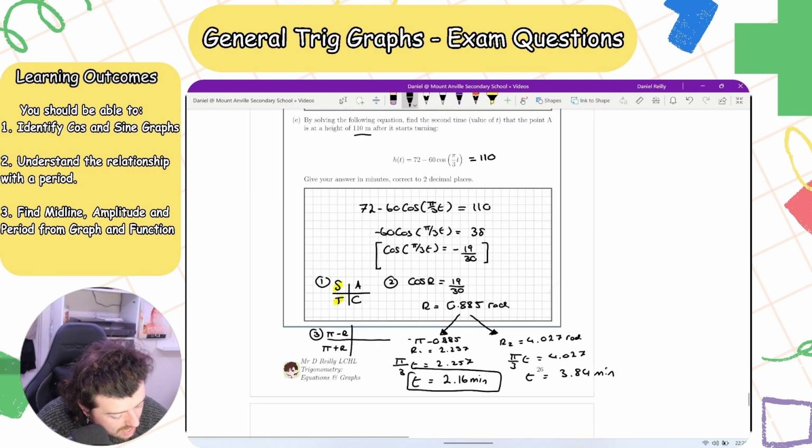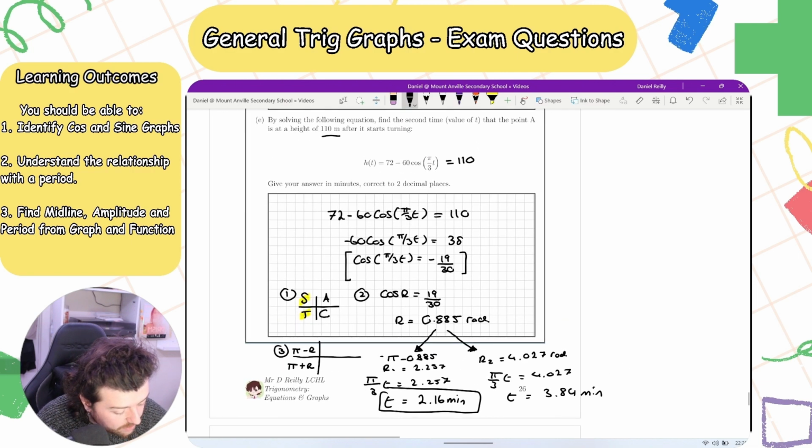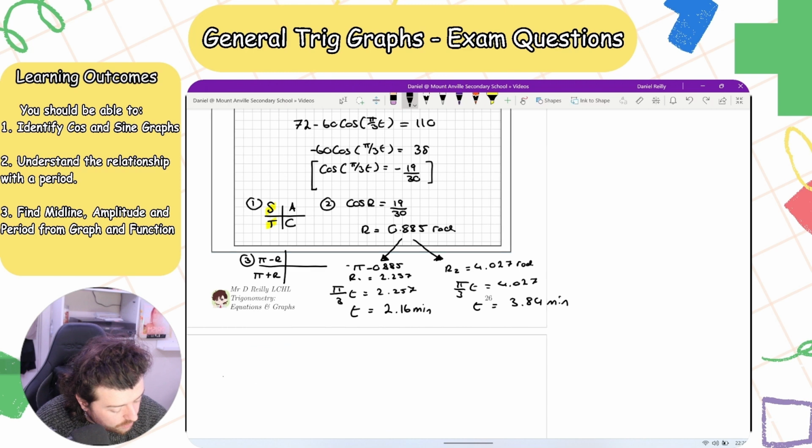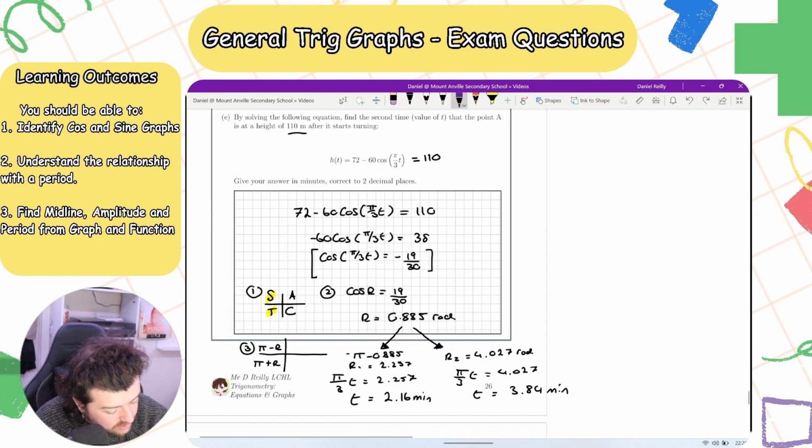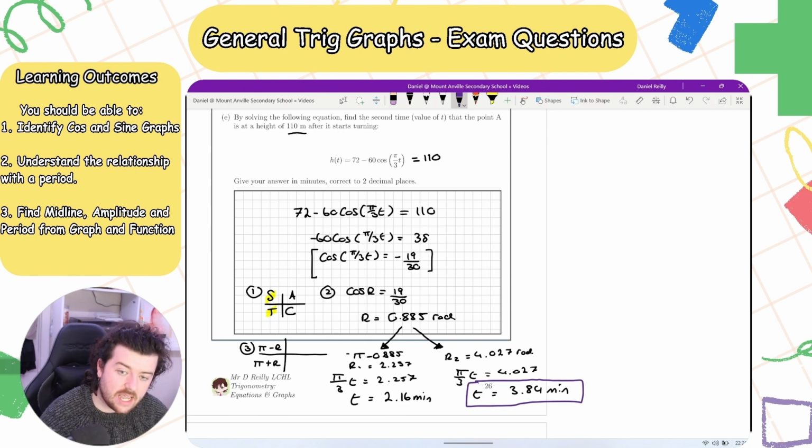So it was asking here for the second time the value of h is at 110. So the second time is going to be 3.84 minutes after you start looking. So that is the exam questions.